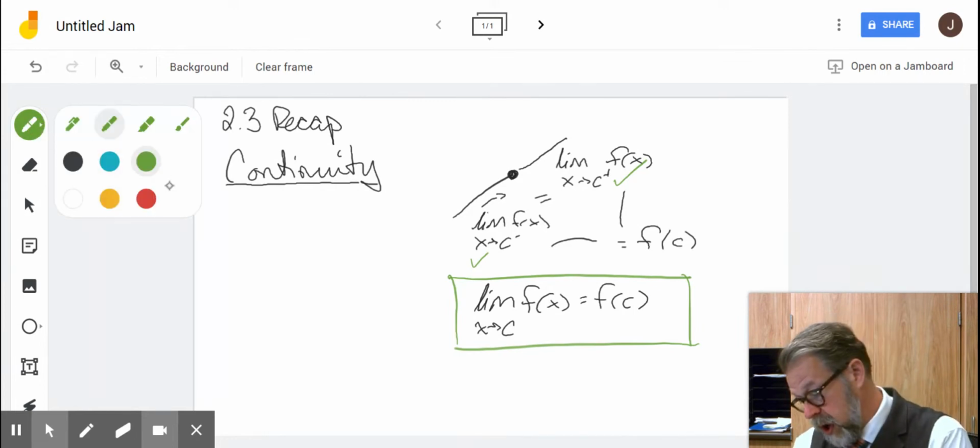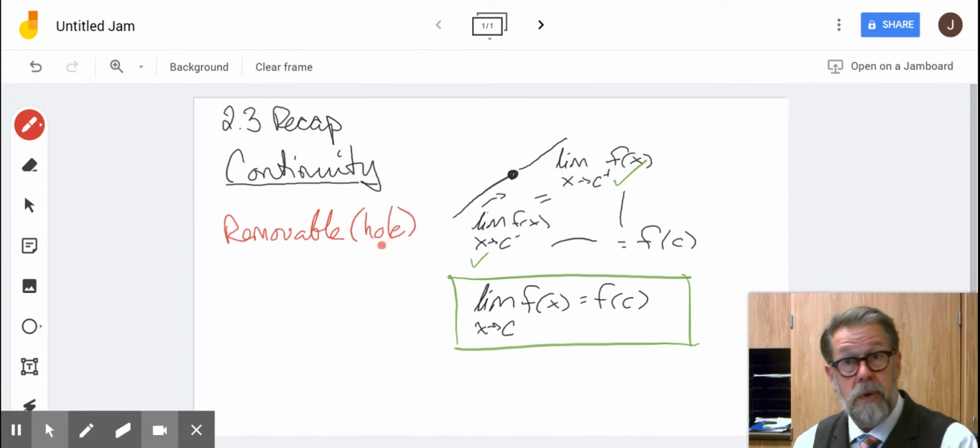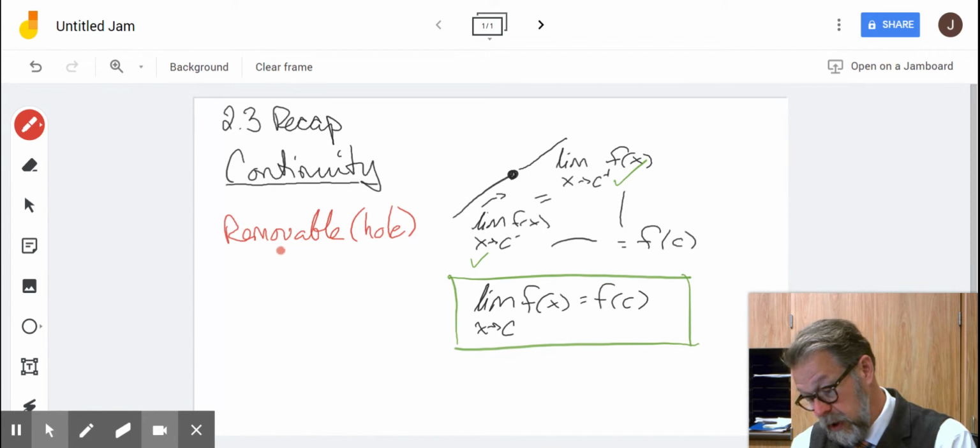Types of discontinuities: you can have a removable discontinuity, which of course is just a hole. We recognize a removable discontinuity usually if we're looking at polynomials, for example. If I see (x minus 3) over (x minus 3), I know that this implies that there's a removable discontinuity at x equals 3. There is a jump discontinuity, where a function just jumps.